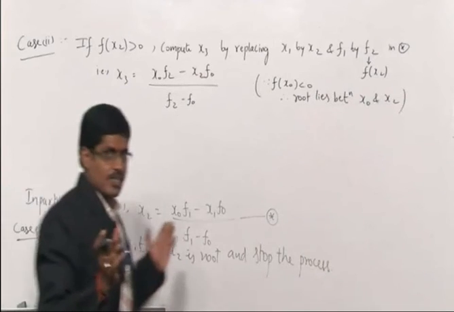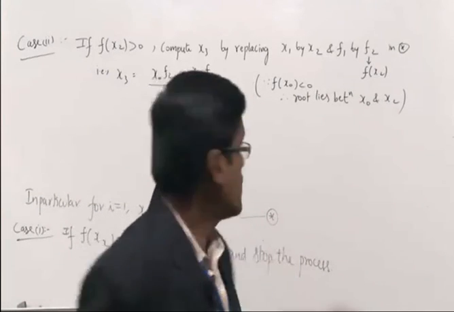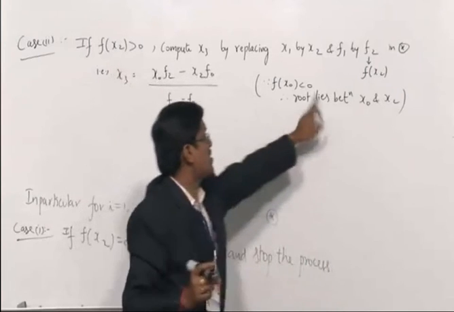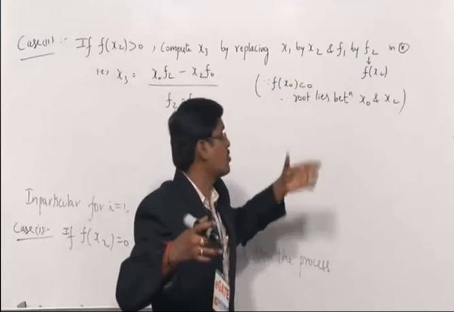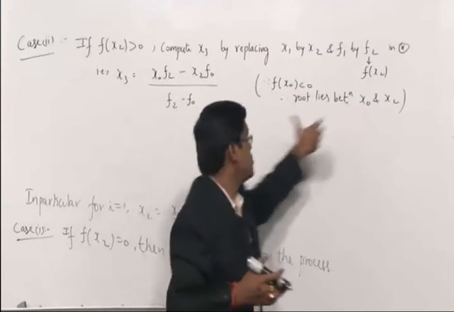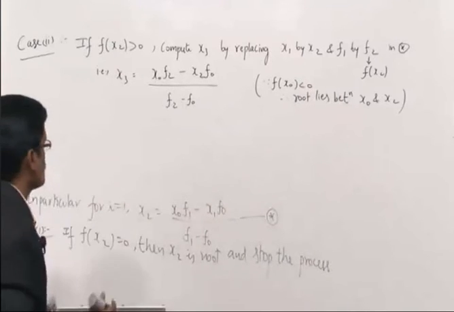Earlier the root lay between x0 and x1 because I had taken f(x0) and f(x1) of opposite signs. Now here f(x0) and f(x2) are of opposite signs because f(x0) is less than 0. So your latest interval, where the required root lies, is between x0 and x2. So in this, f1 is replaced by f2 and x1 replaced by x2.